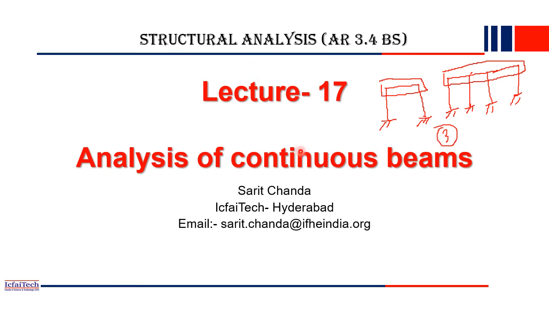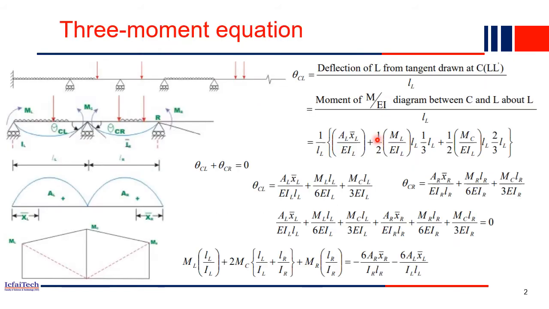But in reality, most beams are continuous beams. So beams continue from one bay to another bay. This makes the structure an indeterminate structure. So let's discuss more about determinacy and indeterminacy. Here in this problem, we'll discuss the three moment equation to calculate the indeterminate structure.